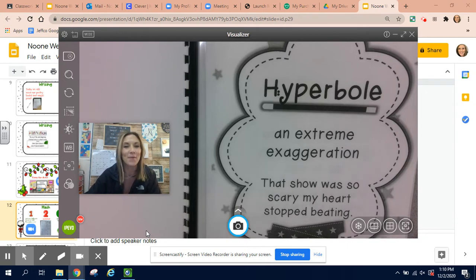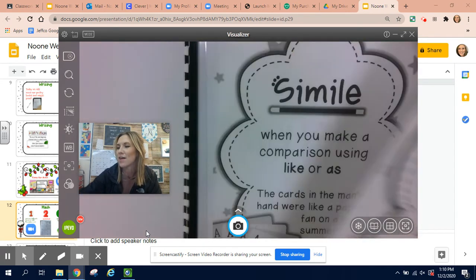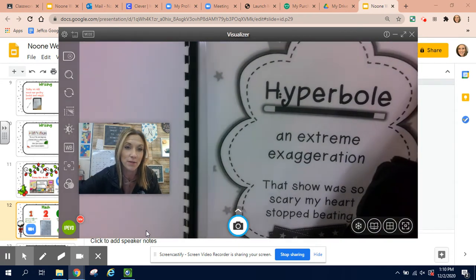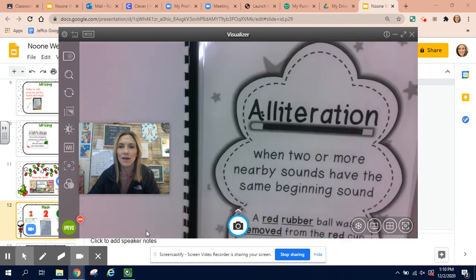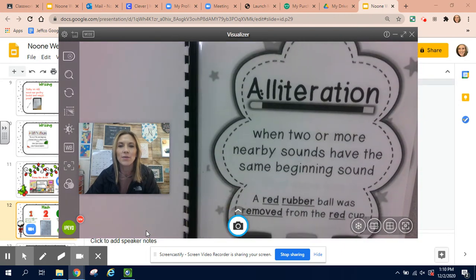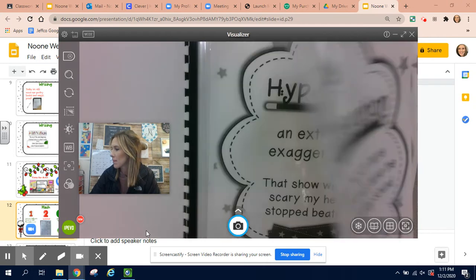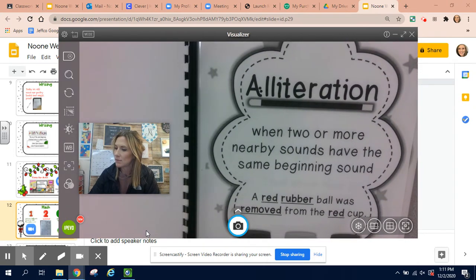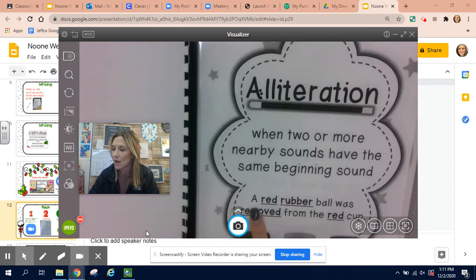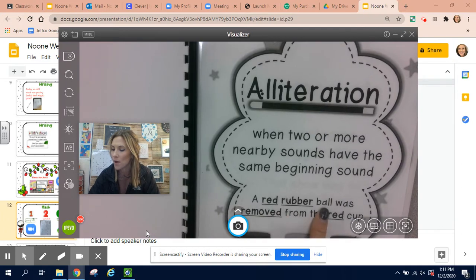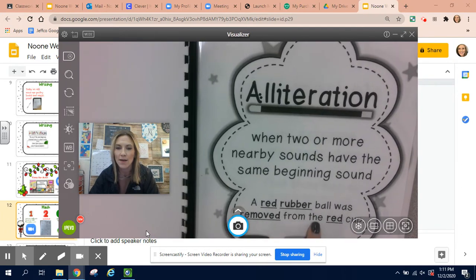Okay? Today we're going to talk about something else fun to use in your writing or in your poetry, and it's called an alliteration. So an alliteration is when two or more nearby sounds have the same beginning sound. So something like, a red rubber ball was removed from the red cup.